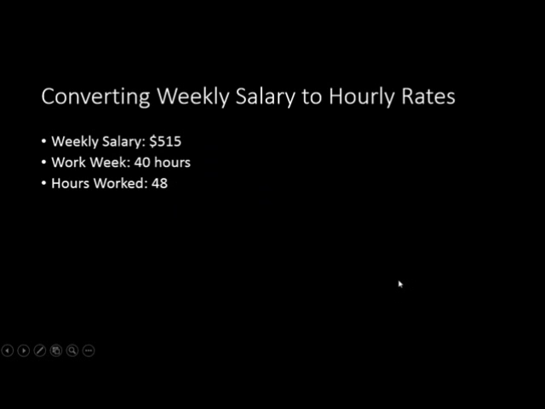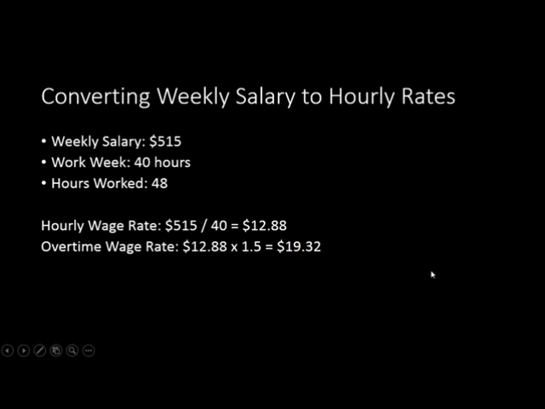Converting salary to hourly rates. To convert weekly salary to hourly rates, we will take the weekly salary, $515, divide by 40 hours. That gives us $12.88 per hour. The overtime wage rate would be calculated by taking the hourly wage rate of $12.88, multiplying by 1.5 to give us $19.32 per hour for overtime wage rate.